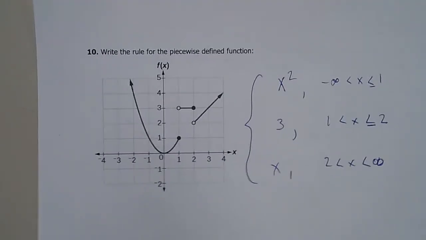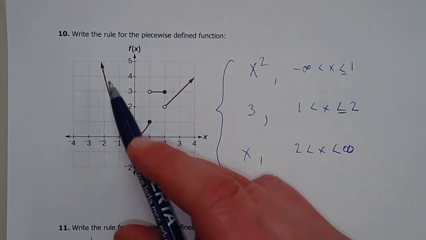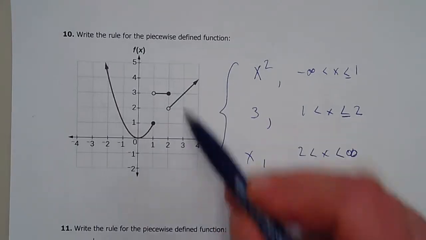Other page here. So what is that? Number 10. All right, piecewise. Okay, so this one gives you the graph, and you come up with which function matches it. This is going to have 3 different parts here. You've got this x squared part, you've got this constant part, you've got this linear part.